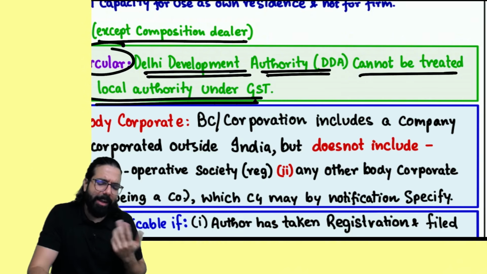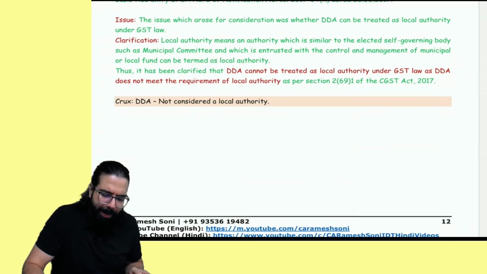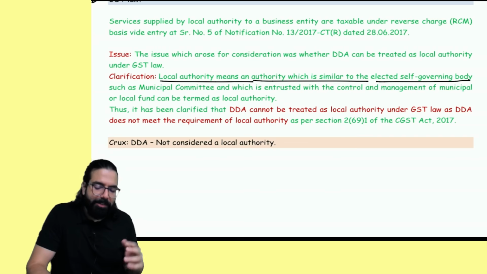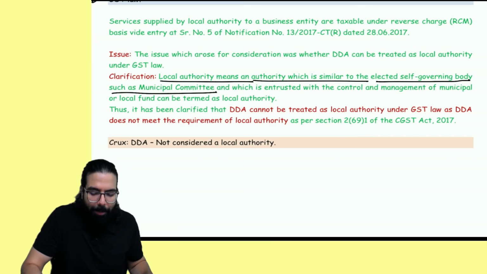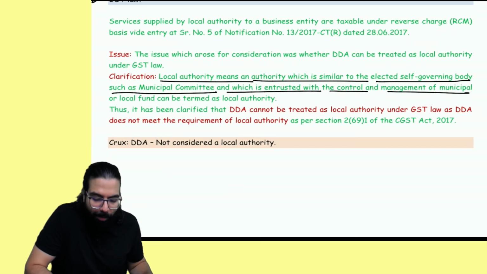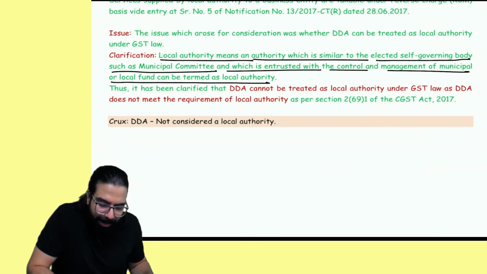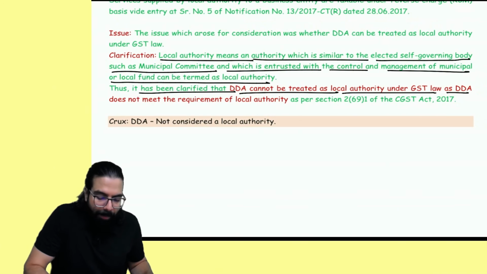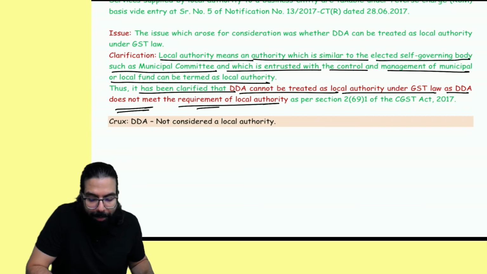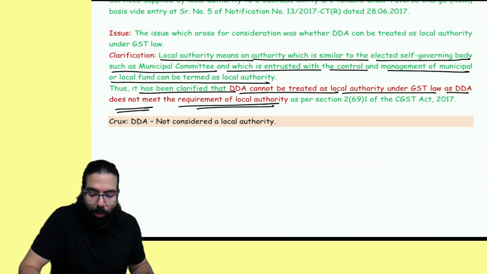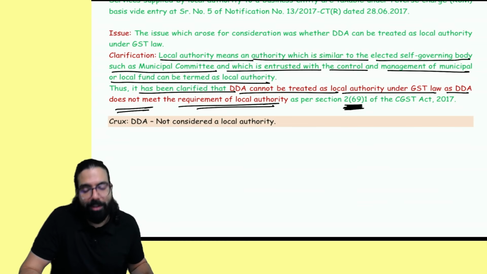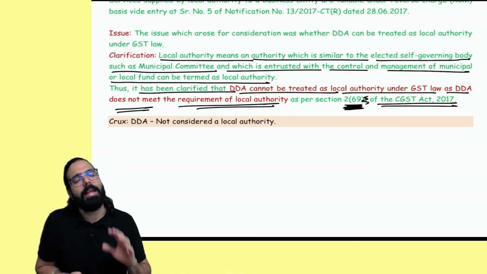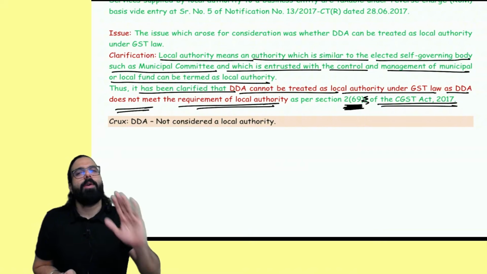Not very important, but this is a sector specific clarification given by the government: local authorities means authorities which are similar to elected self-governing bodies such as municipal committees, which are entrusted with control and management of municipal or local funds. It has been clarified that a development authority cannot be treated as a local authority, as Delhi Development Authority does not meet the requirement of local authority, which is told under Section 2(69) of the CGST Act. Hence they clarified that Delhi Development Authority does not meet the requirement of local authority.